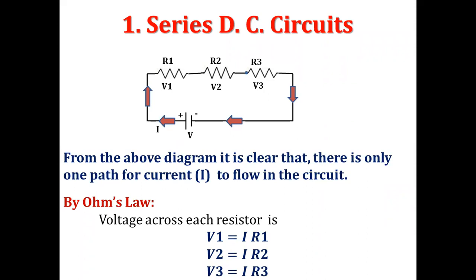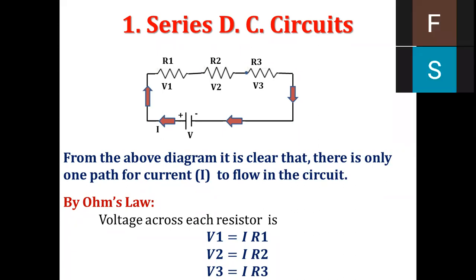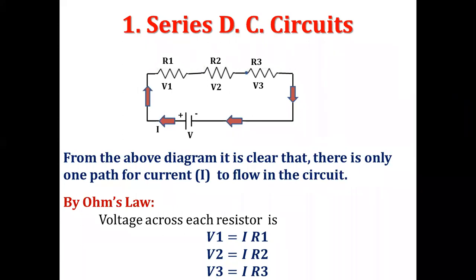Full point. By Ohm's law, voltage across each resistor is V1 equal to IR1, V2 equal to IR2, V3 equal to IR3. Full point.